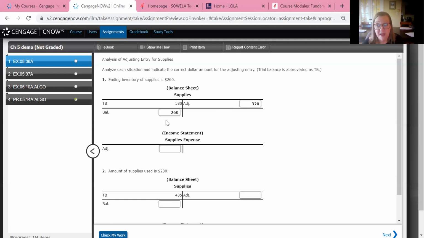And the only thing that can make a debit balance go down is to post a credit to it. And so we knew we were going to post a credit. All we had to do is subtract 580 minus 260, and we would know the amount that we need to credit for, and that's that 320. Okay, so when we made a credit entry to supplies, then we also have to make a balancing entry.